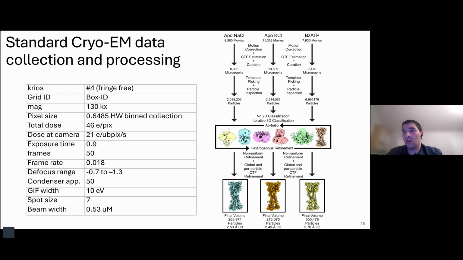And this pipeline has been working quite well for us, and we've been achieving pretty high resolutions. The new apo state structures that I'm going to talk about in the next slide are both at 2.5 angstroms resolution. So that's a nearly 0.5 angstrom improvement from what we've previously seen back when the other data was collected in 2017.